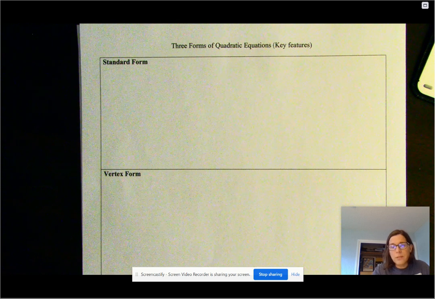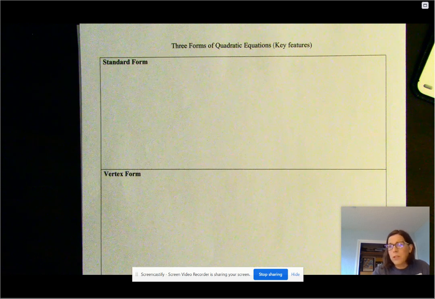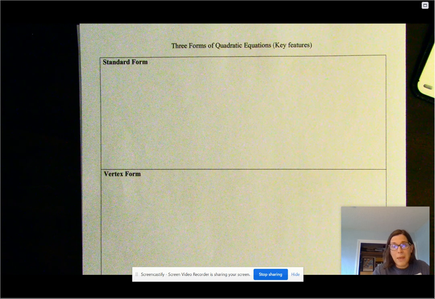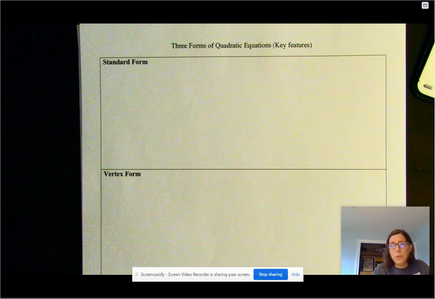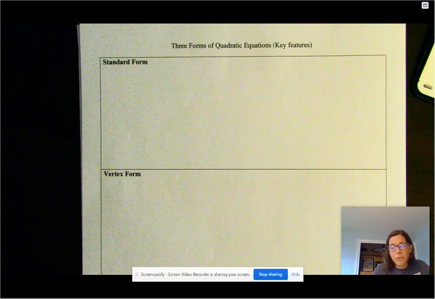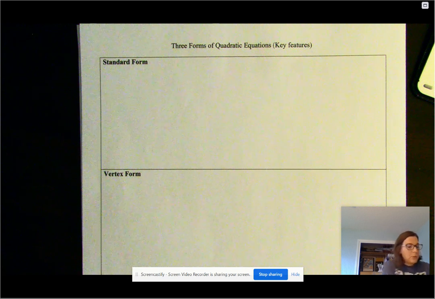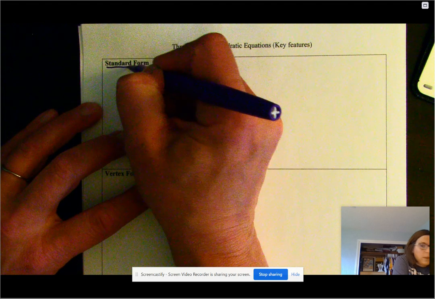So quadratic functions, same idea. You can rewrite it just using basic mathematics. You can rearrange the equation infinitely many ways, but there's three forms that we're really going to be working with because they can be helpful in different circumstances. So the first form is called standard form, okay?